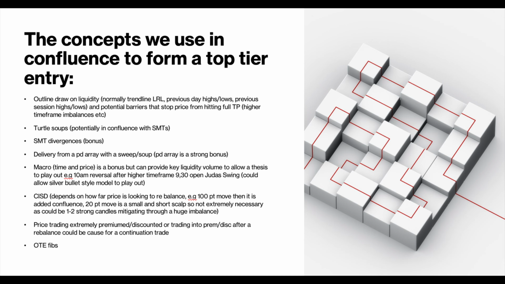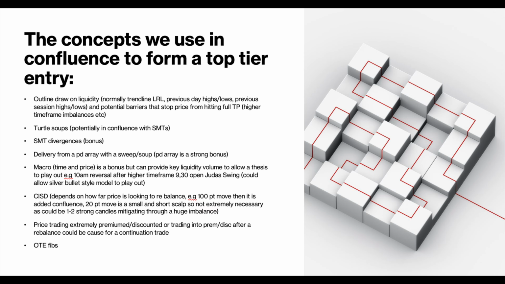Essentially this could then also play out as a silver bullet style model. Let's just say 9:30 open, Judas swung higher, baited in longs, and then the 10 a.m. macro came. We saw the soup, inverse fair value gap, and then a silver bullet after taking out external range liquidity, and silver bullet all the way back down to further external range liquidity, such as previous session low. 9:30 wick would be an internal draw and whatnot.